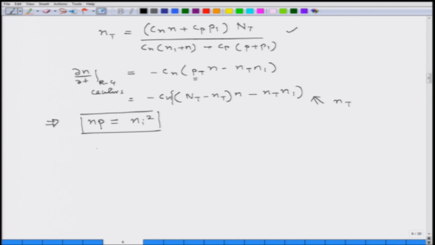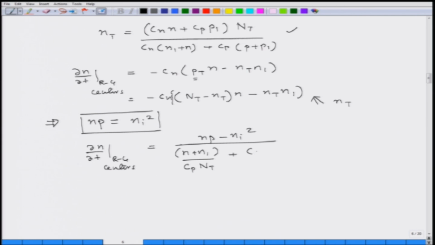If we make that substitution, what I will find is that del n del t due to R-G centers can be written as an expression in terms of n p minus n_i square, divided by (n plus n_1) C_p, the capture coefficient for holes, times total number of trap states, plus (p plus p_1), p_1 being that constant we have discussed earlier, divided by C_n, capital N_T.